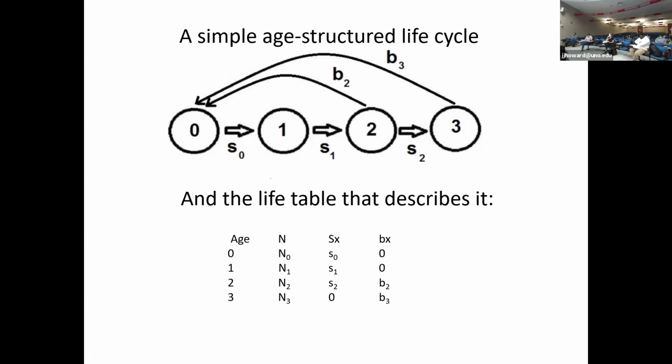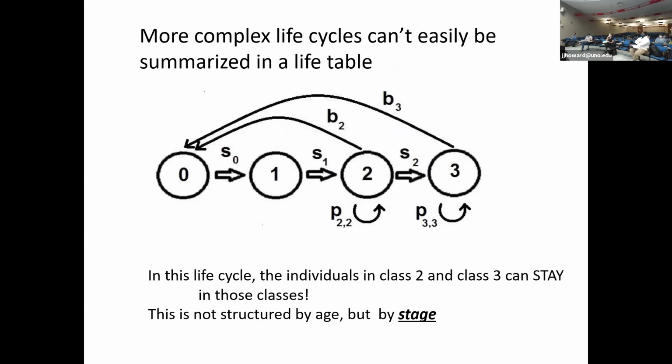That's not the way that all organisms work. Here is a more complicated life cycle, and you can't summarize this in a life table very easily. So what's different here? Well, in this life cycle, individuals that are in age class 2 can survive to 3, they can die, or they can stay in this class. Now, how does that make any sense at all? You can't be an age class, because the next time step, you'd be a year older, right? So you'd be age 3. So how is it that you can stay in this stage? It's because it's a stage, not an age.